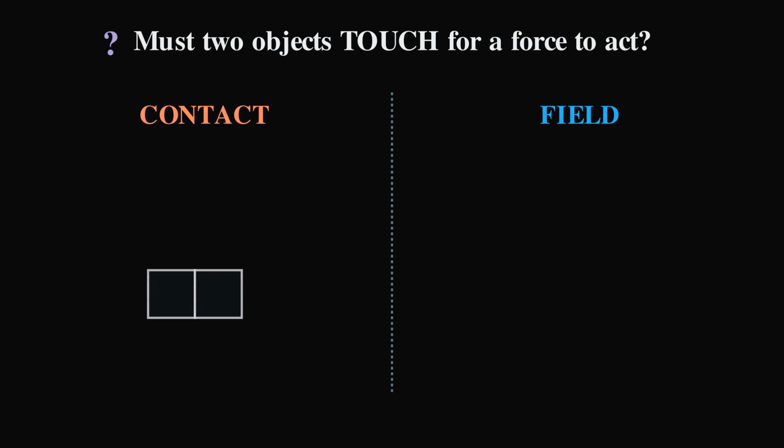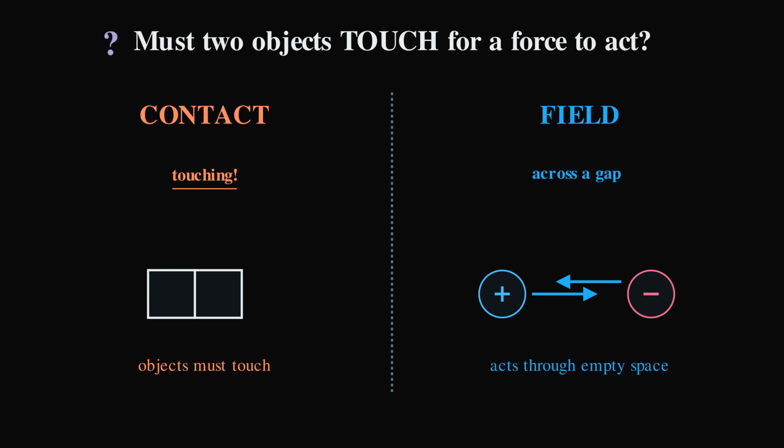Here's a puzzle. Must two objects touch for a force to act? Sometimes yes, and sometimes no. That splits every force into two families. Contact forces, the objects must touch. Field forces act through empty space across a gap. The charges pull toward each other without touching.